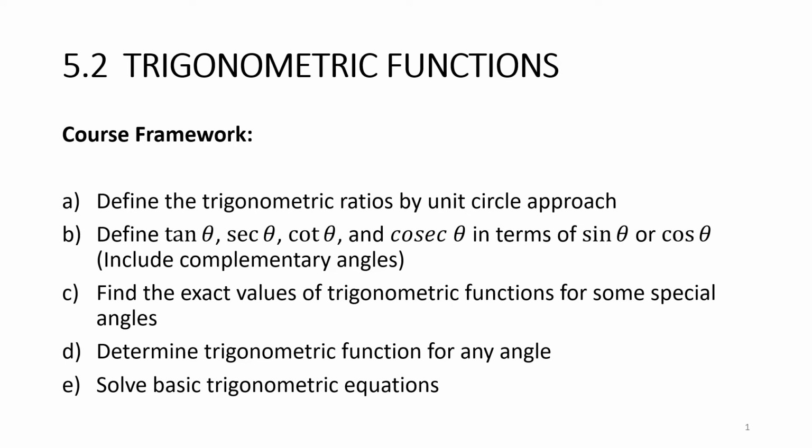The next subtopic for this chapter is trigonometric functions. We have 5 course frameworks for this subtopic. The first one is to define the trigonometric ratios by unit circle approach. To define tangent theta, secant theta, cot theta, and cosecant theta in terms of sin theta or cos theta, this will include complementary angles. To find the exact values of trigonometric functions for some special angles. The fourth one is to determine trigonometric function for any given angle and to solve basic trigonometric equation.